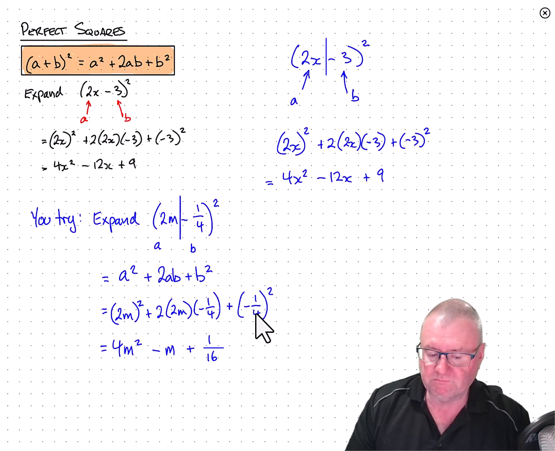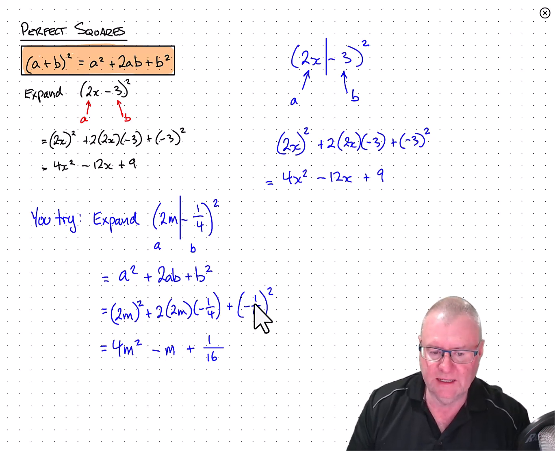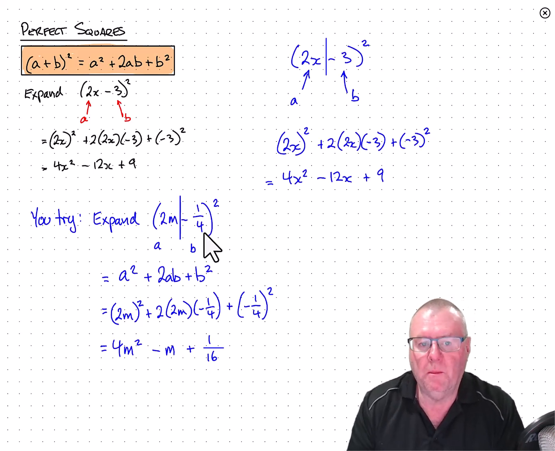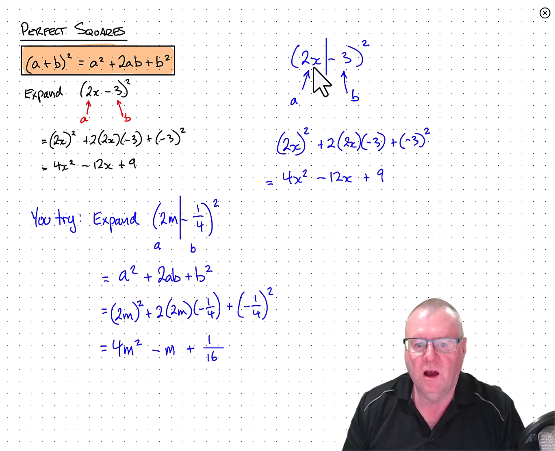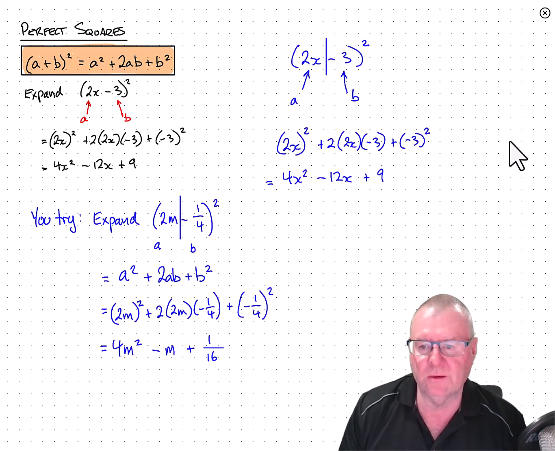And the last bit is negative a quarter squared. Once again, if you're not sure, put it in your calculator. It ends up being a positive 1 over 16. That was a pretty tricky one, but the process is the same. It doesn't matter whether it's whole numbers, positives, negatives, split it into its A and B, and just whack them into that old formula, tidy it up, and you're good to go. All right, well done.